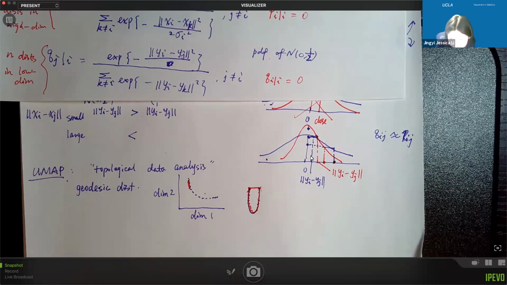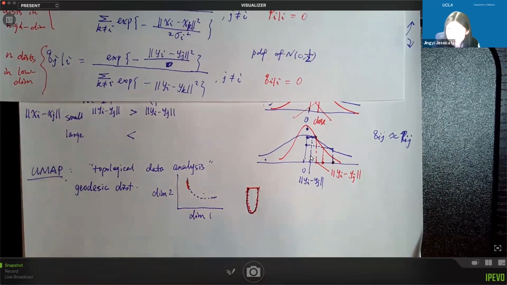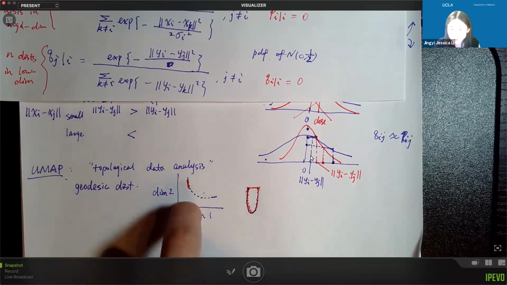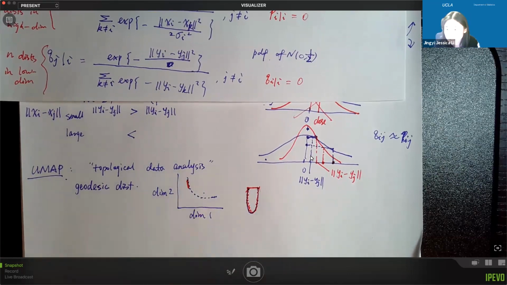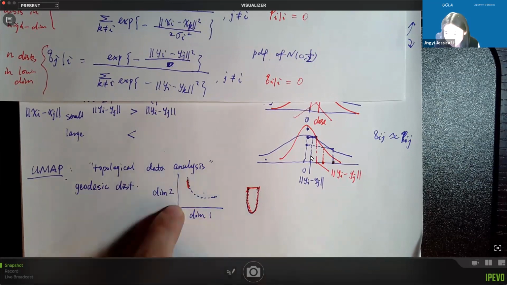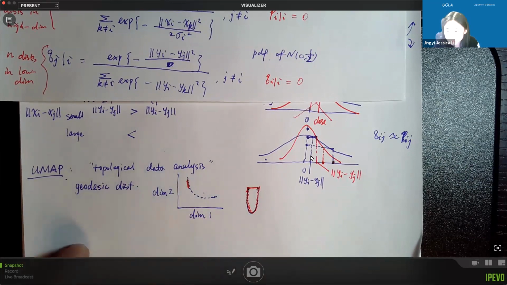So UMAP is some idea of preserving the geodesic distance in the high dimension, but we want to use the Euclidean distance in the low dimension. That means for two points that are far away from each other in geodesic distance in high dimension, we want them to have large Euclidean distance in the low dimension. That's the whole idea. And so in practice, how do we define geodesic distance? It requires a way of defining neighborhoods.